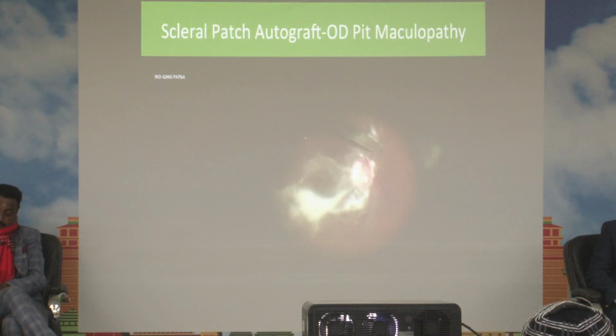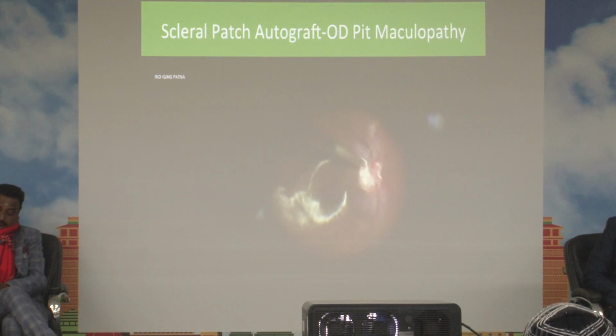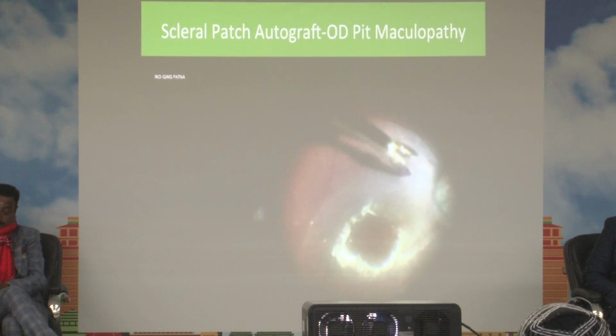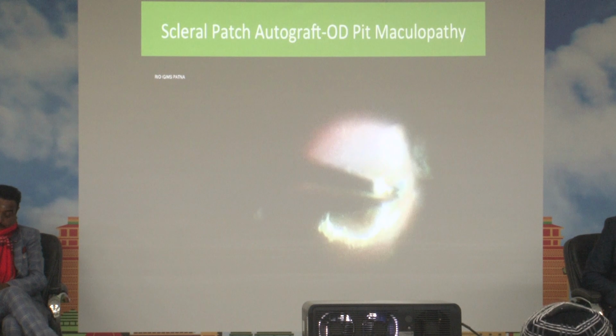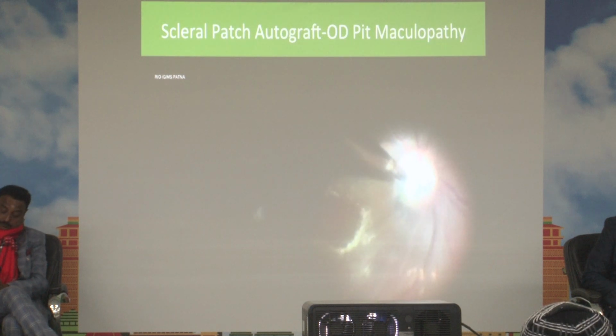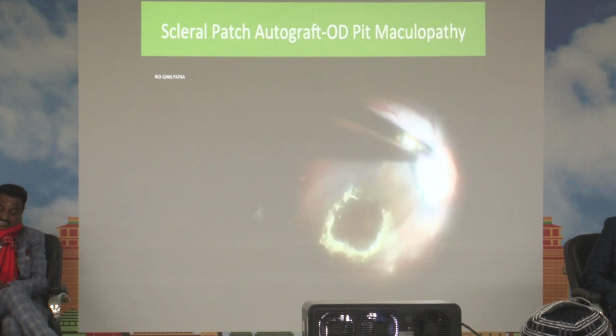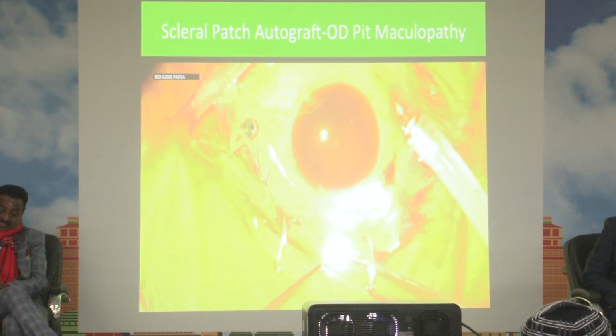Another piece is optic disc pit maculopathy. If you look at the fovea itself, there is a large hood on the OCT, and if I did any ILM peeling over it, it would just blow out. So I do a temporal graft.